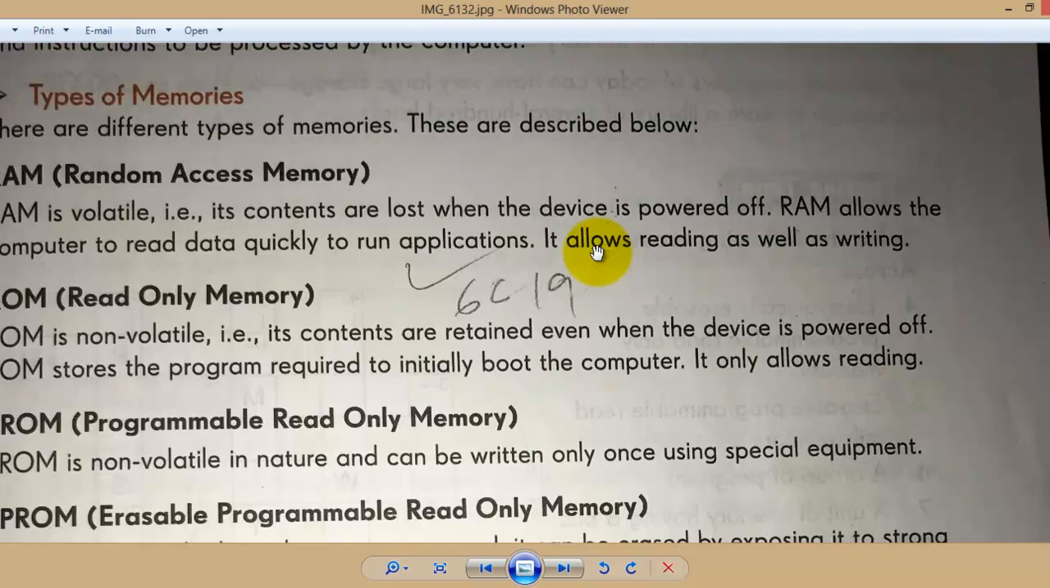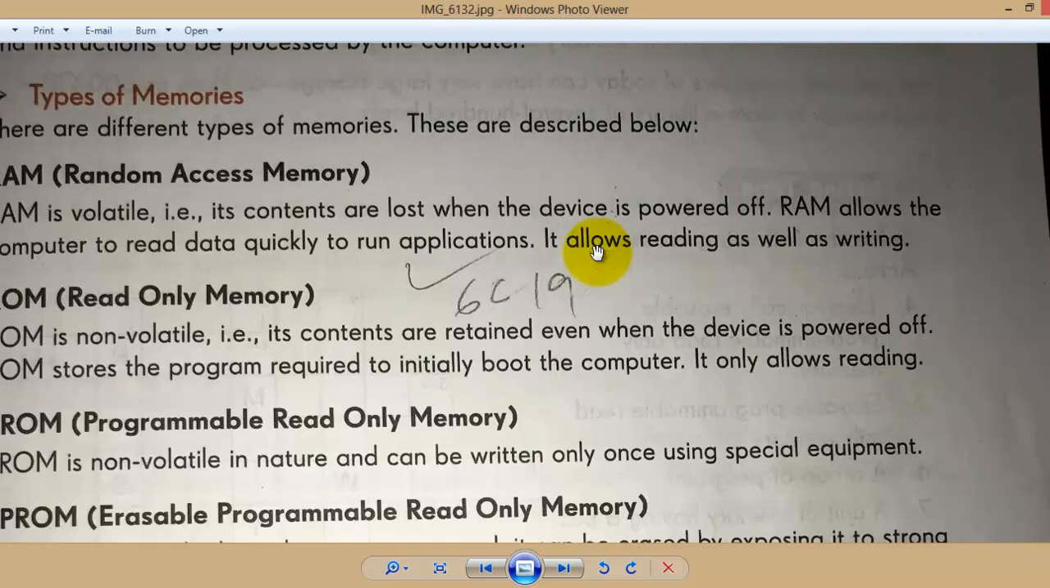Now next is ROM, read only memory. Read only memory ROM is non-volatile in nature. So when you turn off the computer also, the file which you are saving in ROM won't be erased. Its contents are retained even when the device is powered off. ROM stores a program required to initially boot the computer. It only allows reading. So look here, if you are saving a file in ROM, when you turn off the computer it will not be volatile, meaning it will not erase. It will be there when you turn it on again also.